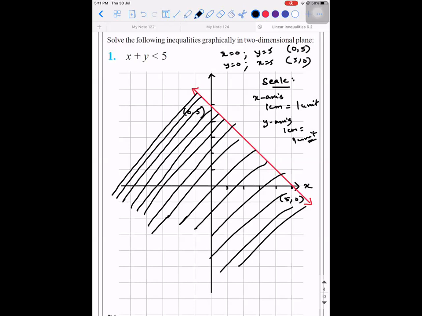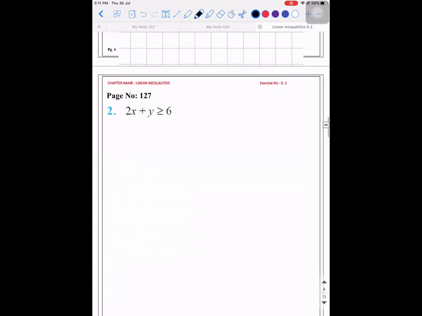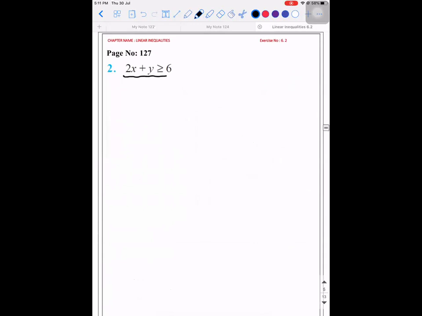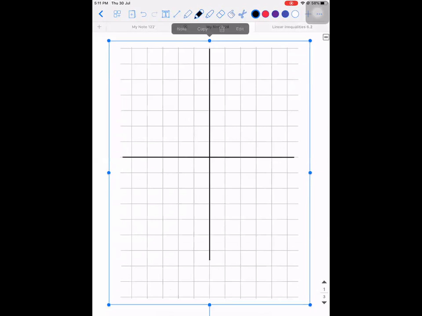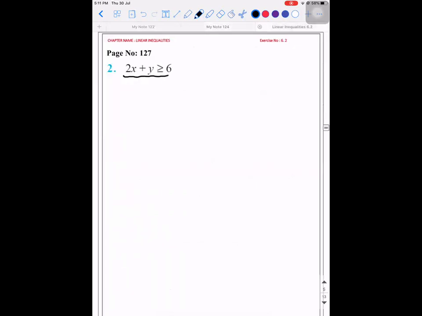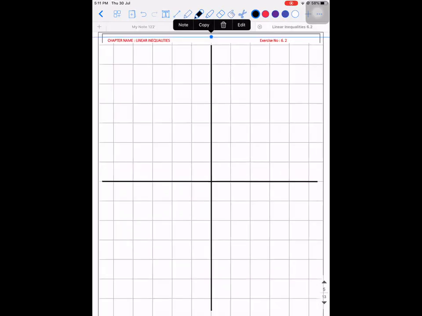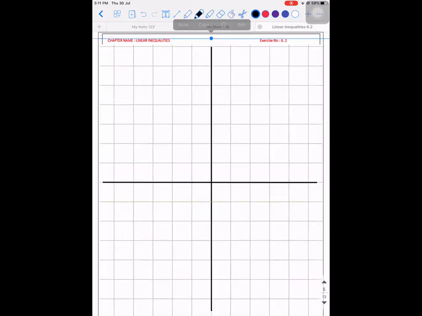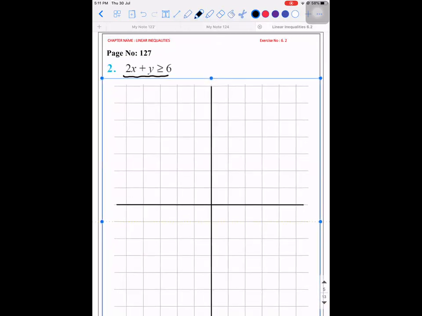Yes, sir. I'll do one more problem. 2x plus y greater than or equal to 6. X-axis, y-axis. So solve it. 2x plus y equal to 6.